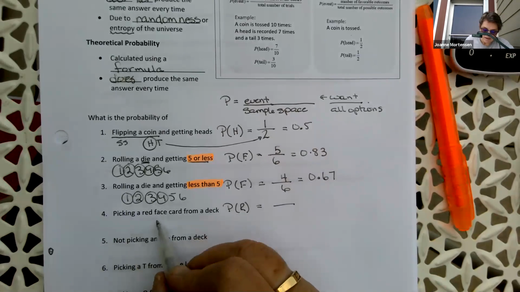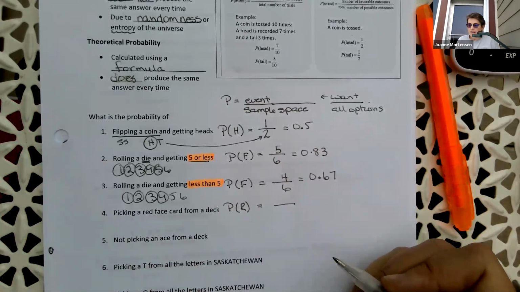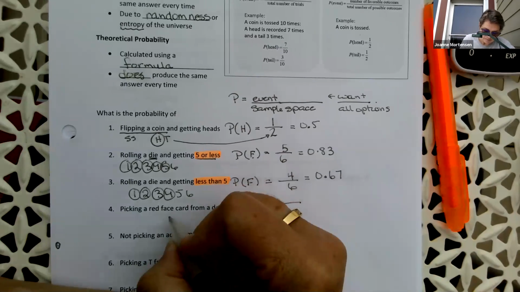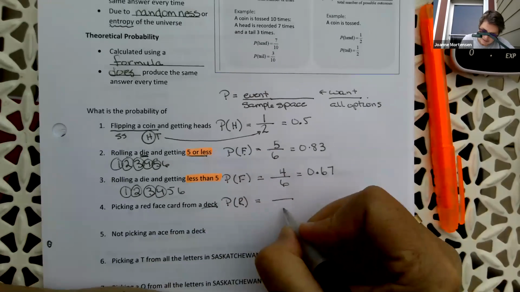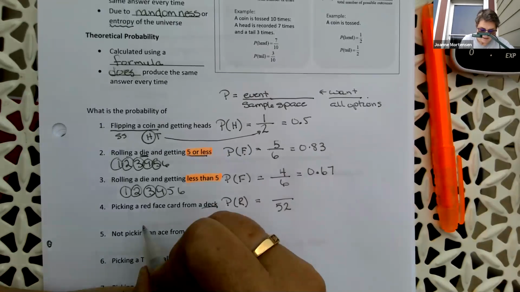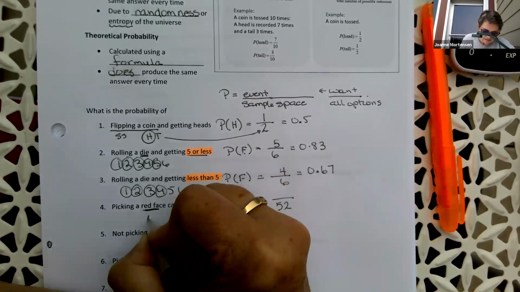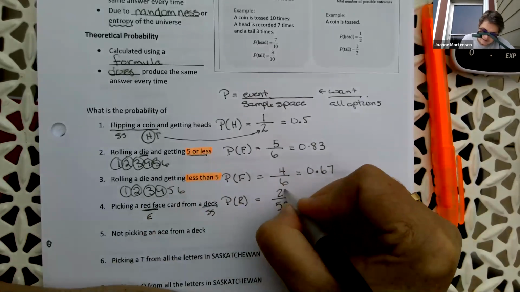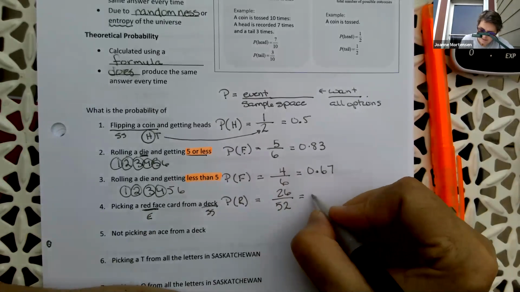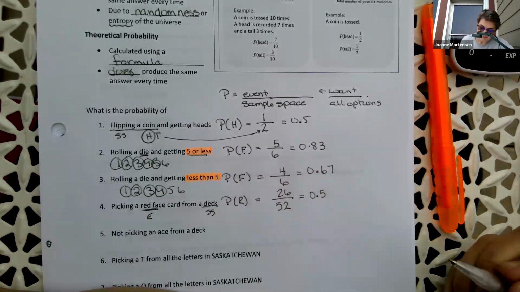All right, picking a red card from a deck. Two ways I'm going to show you this, and either one is fine. You can do it a nice simple way. I'm talking about a deck, so my sample space is going to be 52. We want red. This is my event. There's 26, because there's 13 hearts and 13 diamonds. So that gives me 0.5. That's probably the easiest one.